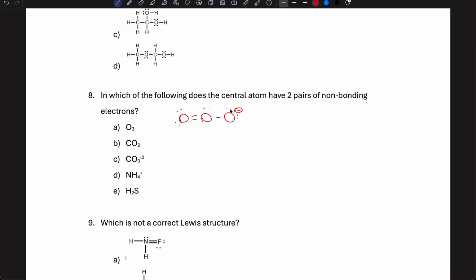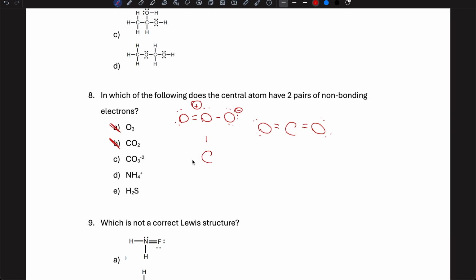And the Lewis structure would look something like this, with a positive charge here. And this is our central atom. It does not have 2 pairs of non-bonding electrons. It only has 1 pair of non-bonding electrons. CO2, carbon dioxide, the Lewis structure ends up looking like this. Carbon, our central atom, does not have any lone non-bonding electrons at all. So definitely not.